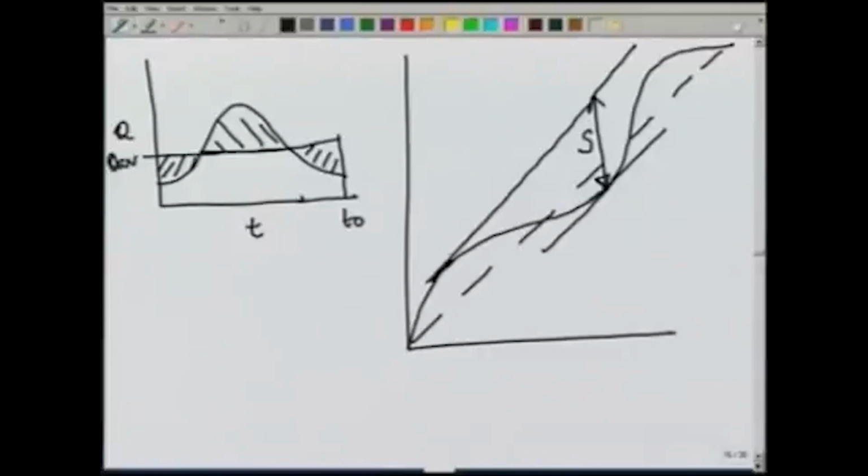These lines are drawn at the ridge and the valley. So, the highest portion and the lowest portion of the mass curve, which is the volume versus time. The difference will be the required storage. So, this S is the required storage to satisfy a continuous demand at a constant rate, which is equal to the average flow rate.